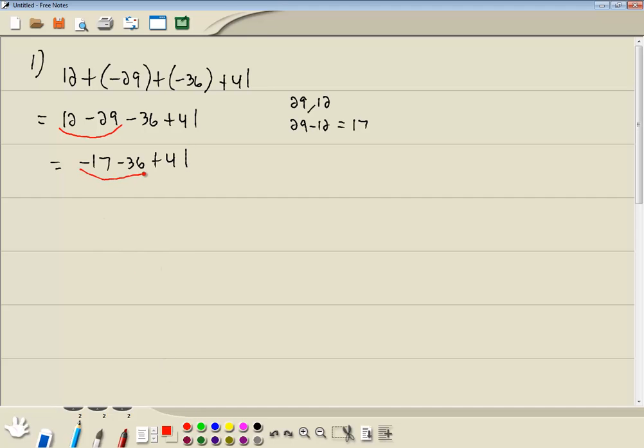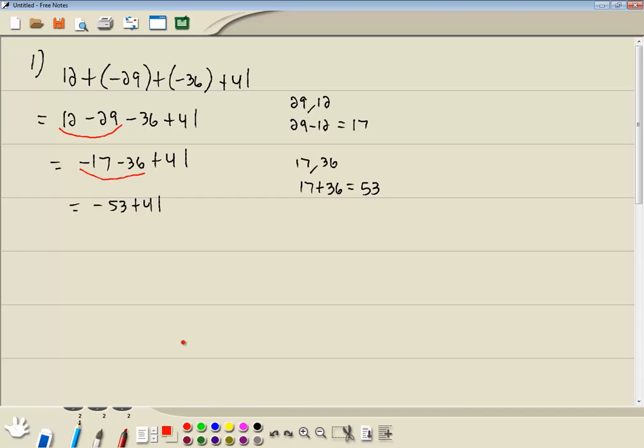Okay, now I'm going to do these two numbers. These are the same signs, so we're going to ignore the signs. So we've got 17 and 36. We'll add them together. 17 plus 36 gives us 53. And the sign of the answer is the original sign, and they originally were negative. So we've got negative 53 plus 41.